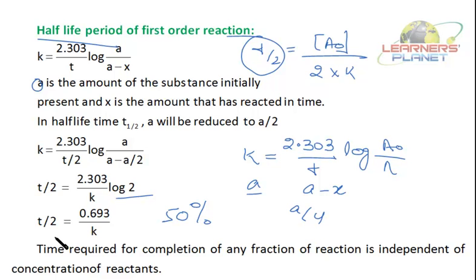Now in this case, T half is equal to 0.693 by K. Now what will be the unit of K here? Now in this case, K, that is the rate constant, is independent of the initial concentration. So what will be its unit? It will be time inverse. That's it. And it can be anything. It can be minute inverse or second inverse. Right? So this is the half-life period of the first order reaction.